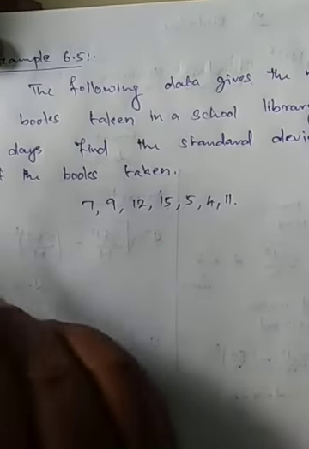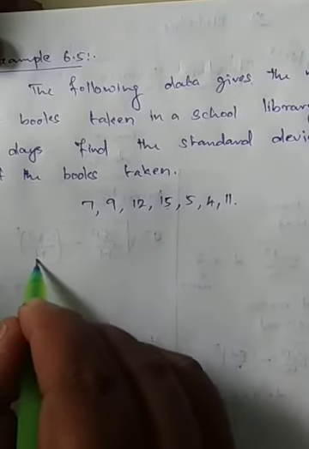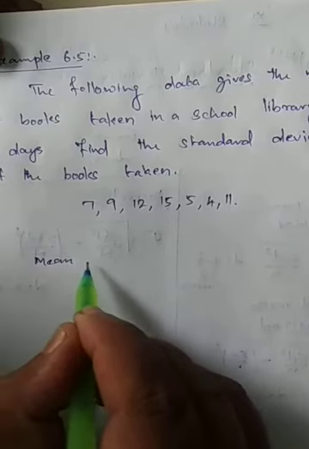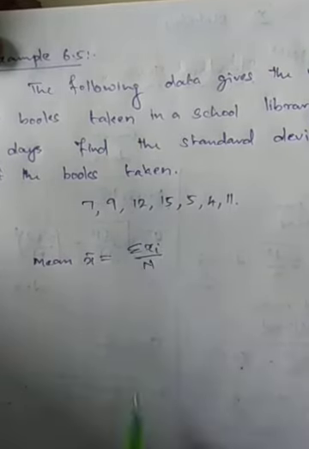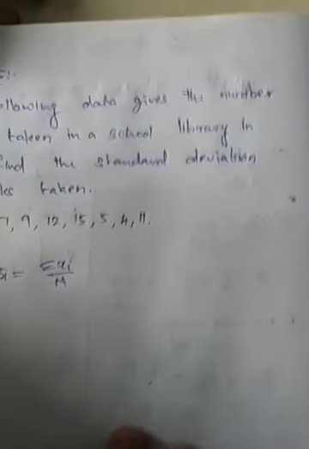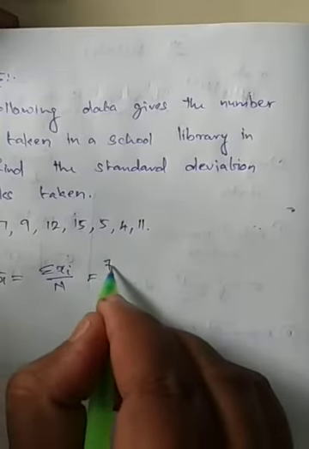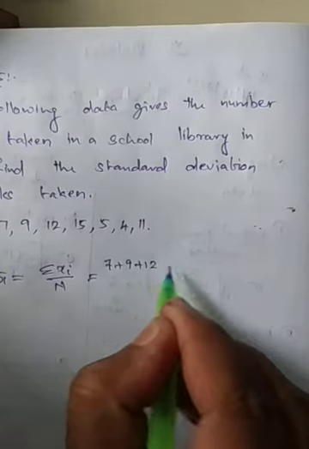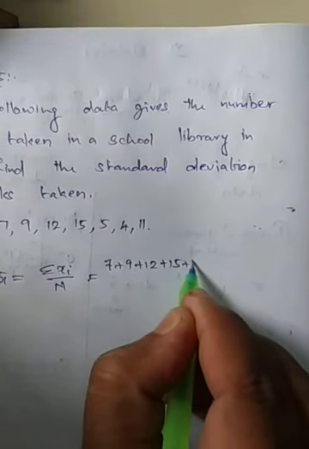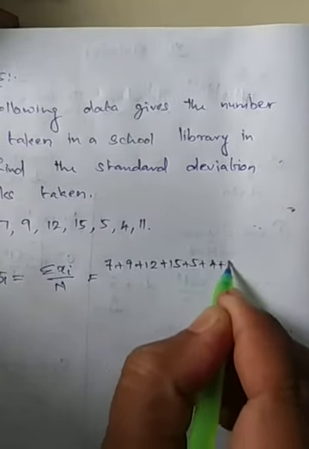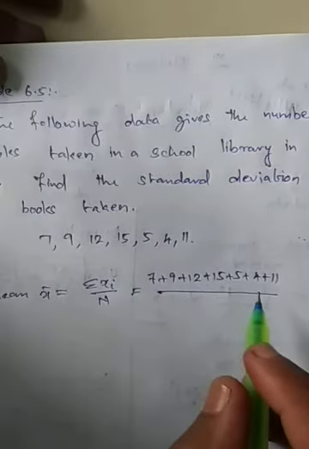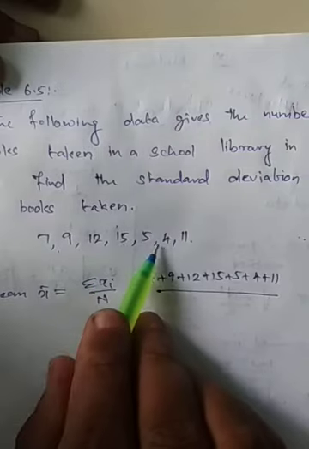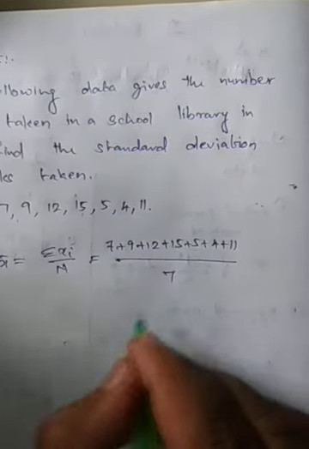So first we need to find the mean, x bar, that is summation xi by n. What is the summation xi? You just add it: 7 plus 9 plus 12 plus 15 plus 5 plus 4 plus 11, divided by how many data: 2, 4, 6, 7. So divided by 7.